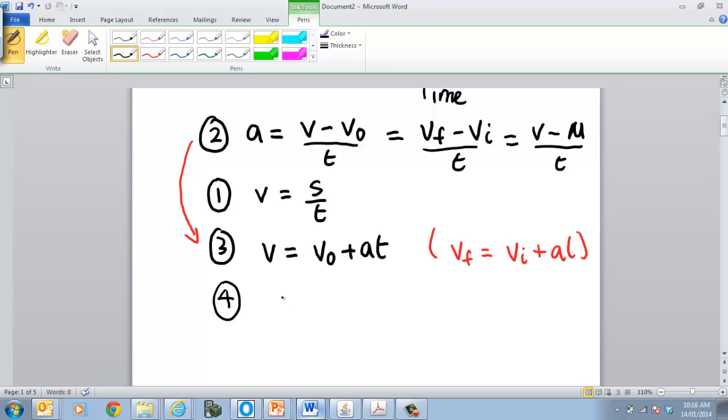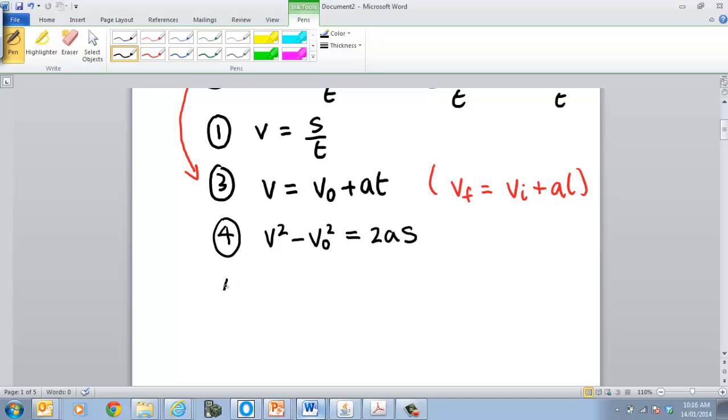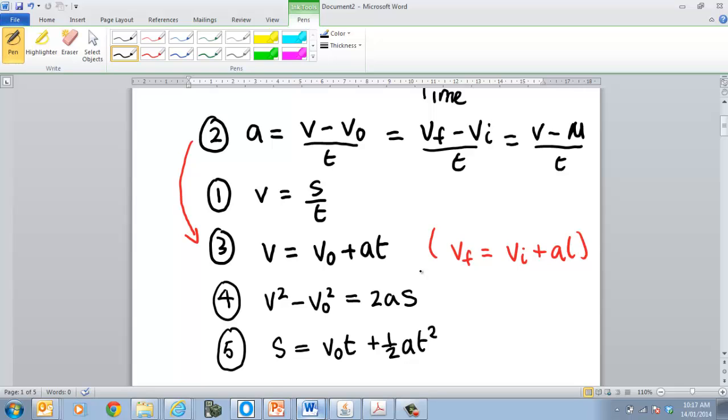The next formula that we're going to do here is saying v squared take v0 squared is equal to 2 a times s. Now remember, s is displacement. And then the last formula we're going to use in physics, and this is pretty well what we'll use throughout most of the first semester, is this one here which says that the displacement is equal to v0 t plus a half a t squared. So they are the 5 formulas that we will use throughout the physics.